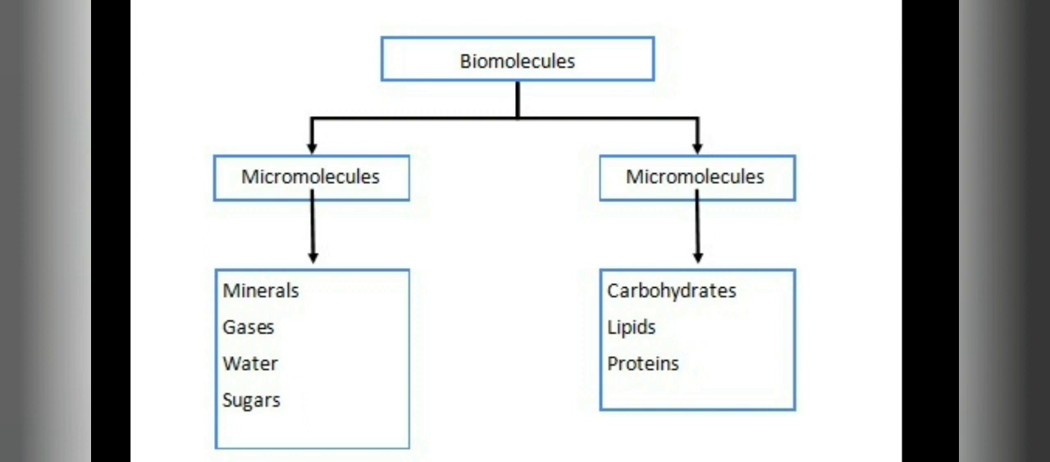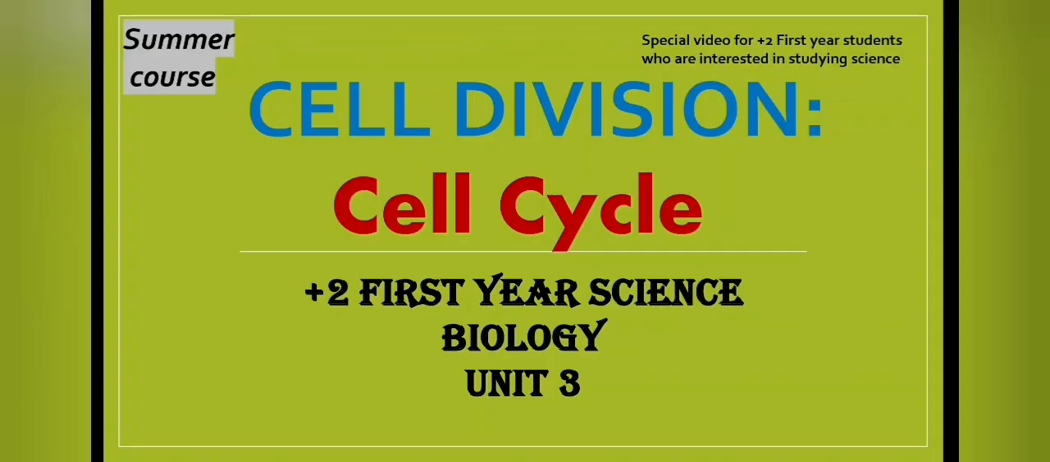It consists of micromolecules and macromolecules. Micromolecules are your amino acids, nitrogenous bases, fatty acids, and monosaccharides, and macromolecules are your lipids, carbohydrates, proteins, and nucleic acids. Nucleic acid is the macromolecule which consists of many nucleotides. Then lipid consists of many fatty acids, proteins consist of many amino acids, and carbohydrates consist of many monosaccharides.